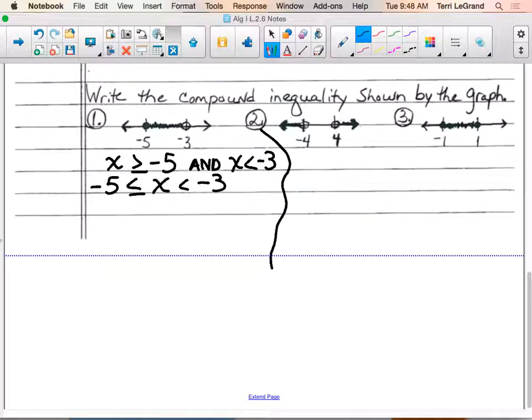So the X goes in the middle, because we can read from the middle out. If we read from the middle out, we are saying X is greater than or equal to -5. When we read from the middle out the other direction, X is less than -3. So that's how we're going to see it in an answer bank. So that's how we're going to write them, okay?